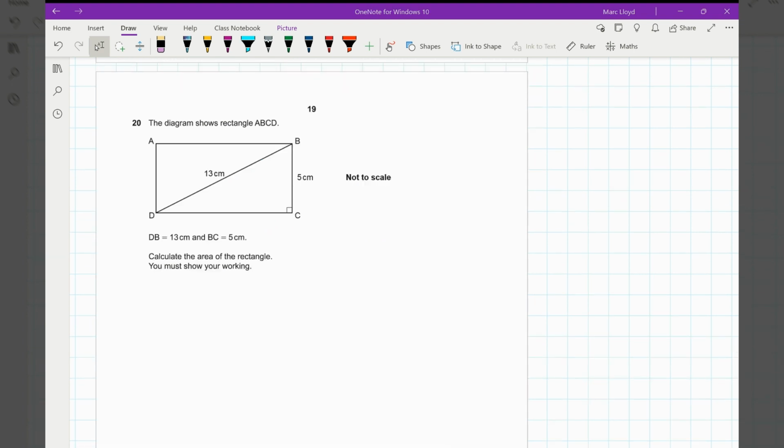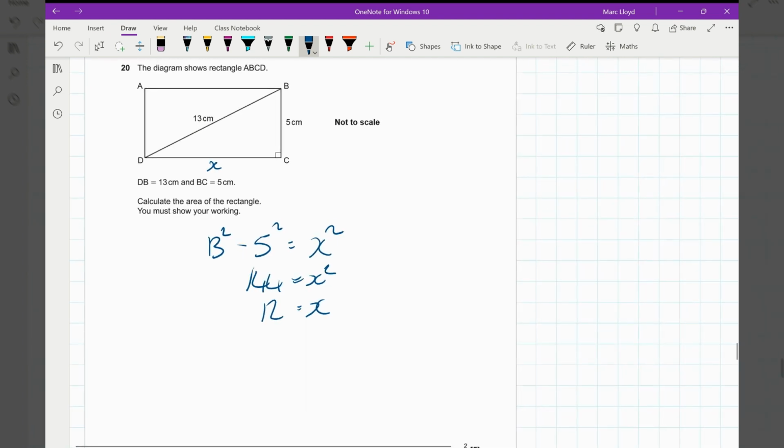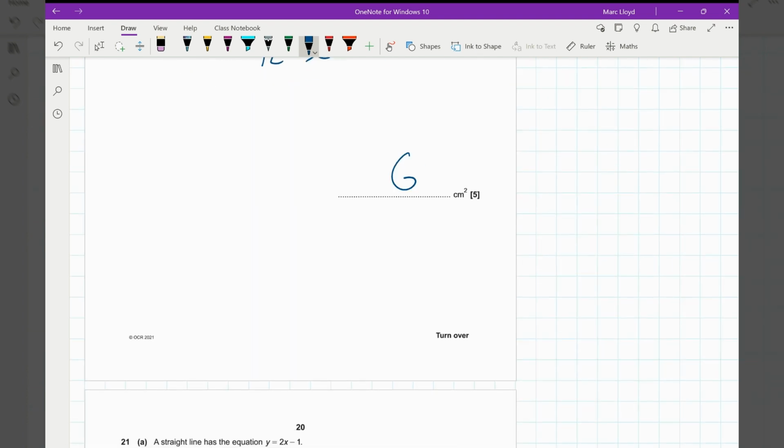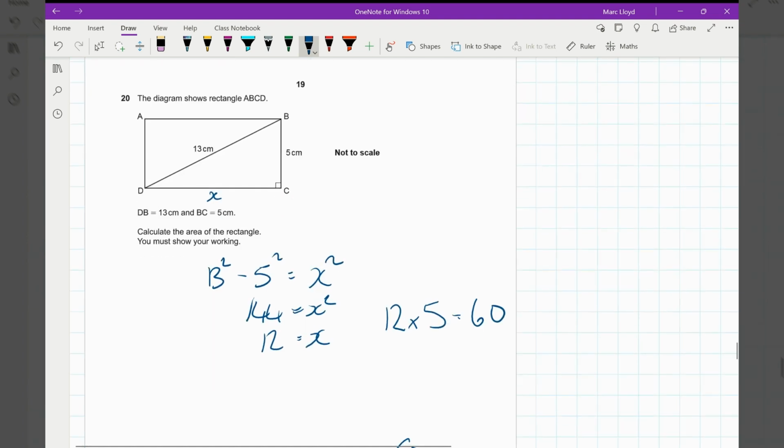Question 20. So we need to find the area of this rectangle. I can very quickly see that we've got Pythagoras' theorem coming in. So 13 squared subtract 5 squared will equal, if I label that as x, x squared. 169, take away 25, gives us 144, which equals x squared. So 12 is equal to x. We then multiply 12 by 5, and we don't divide it by 2, but we do that to work out the area, which gives us 60. So our answer is 60 centimetres squared.